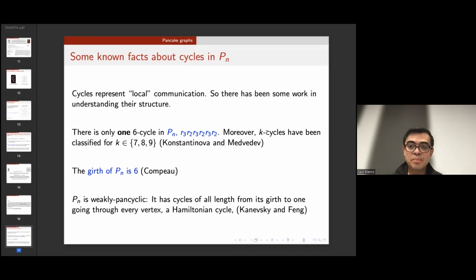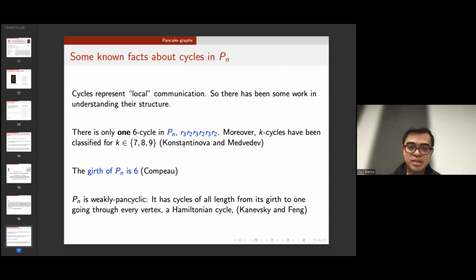So there are other properties known about Pn. I'm using Bn to indicate the pancake graph when you have a stack of n pancakes. So essentially you have n factorial vertices. But like I mentioned, the cycles represent some local communication. There's only one 6 cycle in Pn, and this is just this one. And then k cycles have been classified for small values of k by Konstantinova and Medvedev.